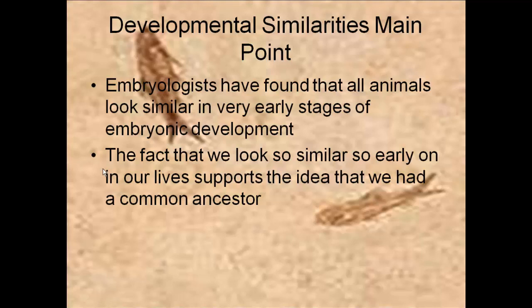So the main point of developmental similarities, which is embryology, says embryologists have found that animals look similar in very early stages of embryonic development. The fact that we look so similar so early on in our lives supports the idea that we had a common ancestor.